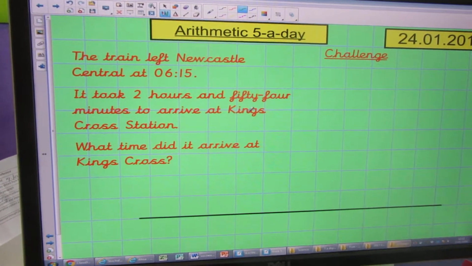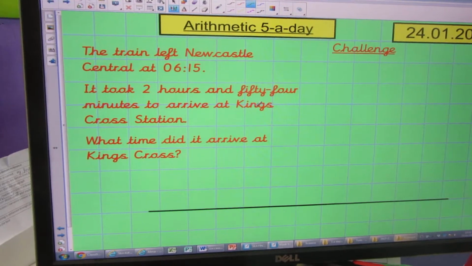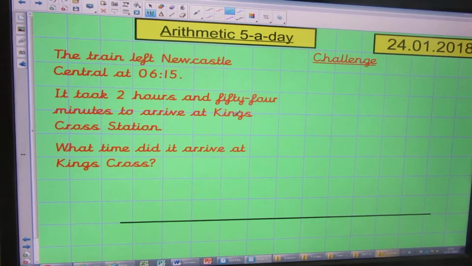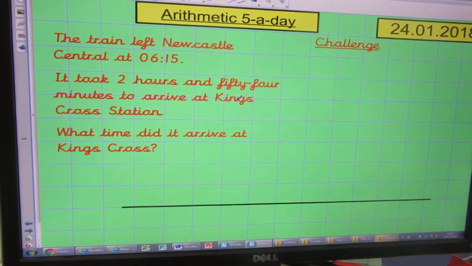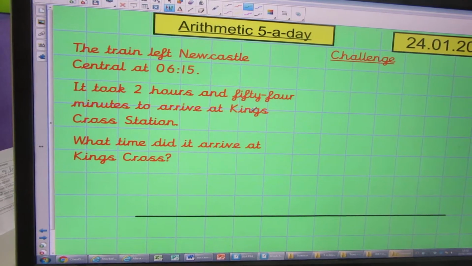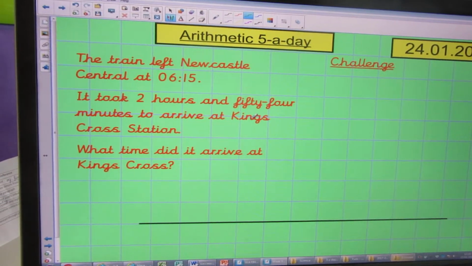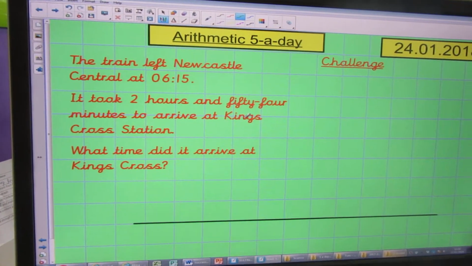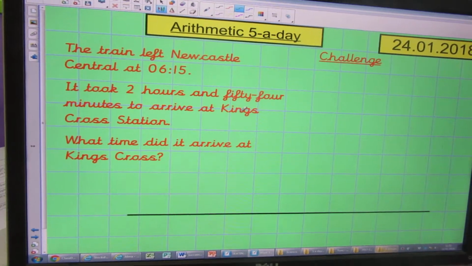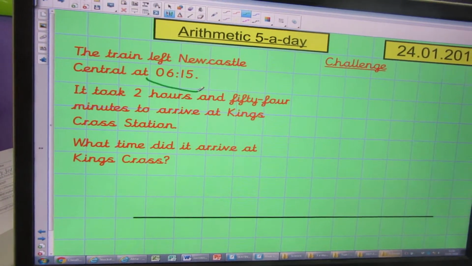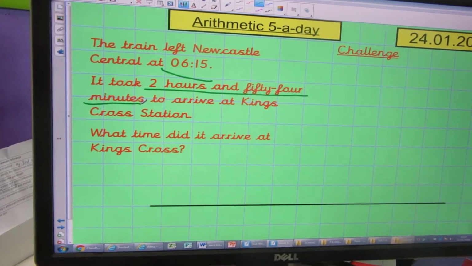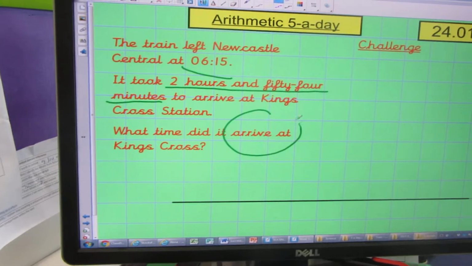Finally, we always have a challenge in our 5-a-day. We've been working on time. This question says the train left Newcastle Central at 6:05. It took 2 hours and 54 minutes to arrive at King's Cross. What time did it arrive at King's Cross station? I'm using the rucksack method. I've read it. What do I need to do next? Ben. You need to underline the important information. Underline. So 6:15 is important. 2 hours and 54 minutes is important. And I need to work out when it arrives.